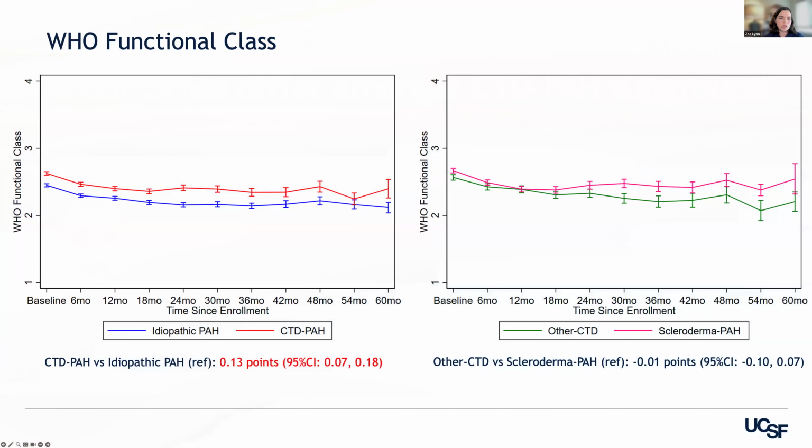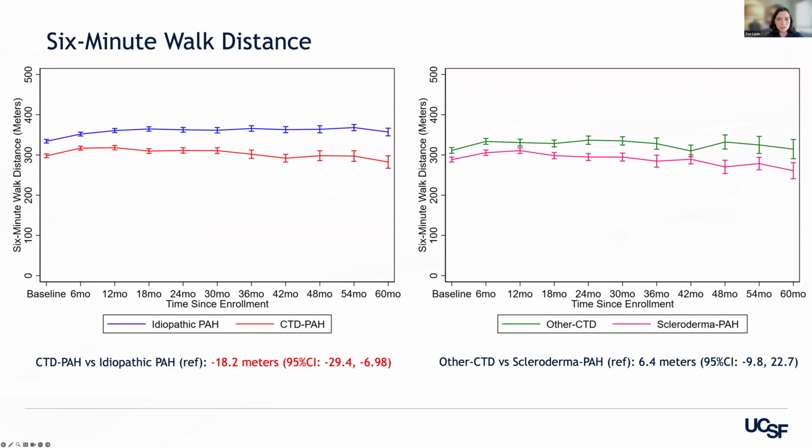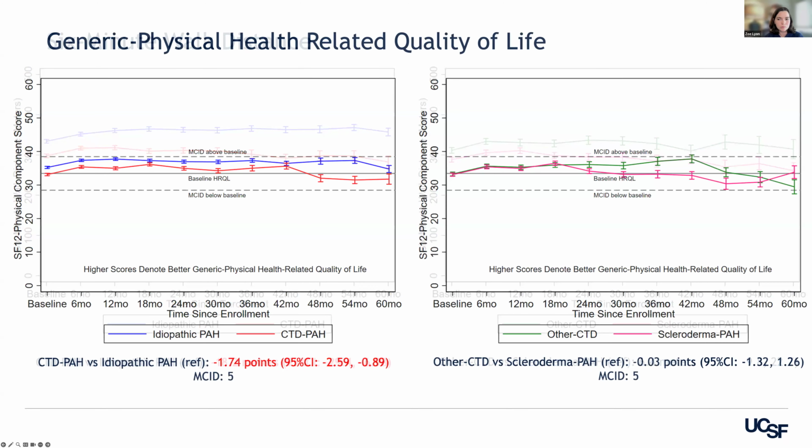Looking at WHO functional class, again, this is over the course of the study. Connective tissue disease PAH patients had worse functional class over the course of the study, on average 0.13 points higher. There was a trend towards worse functional class for scleroderma patients compared to other CTD patients, but no significant difference. And looking at 6-minute walk distance, again, over the course of the study, CTD-PH patients have a lower 6-minute walk distance than idiopathic patients by about 18 meters on average. There was, again, no difference for the CTD subtypes.